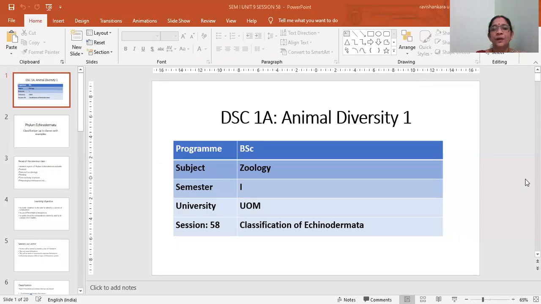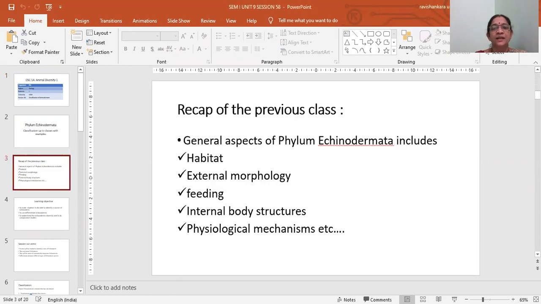Good morning to all. In session 2058, we will be studying the classification of phylum Echinodermata. As we have seen in the earlier session, the echinoderms are all marine. They have a spiny skin.